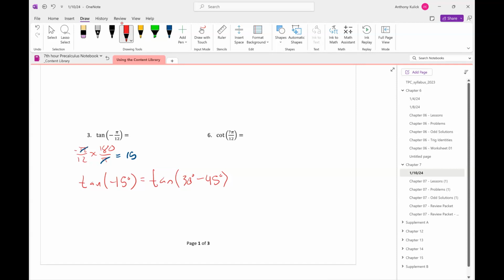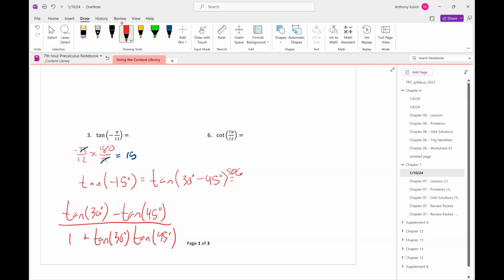All right, I'm going to go look at my sheet. I'm going to look for the sum and difference identity for tangent where I'm subtracting. That's SD6. So that's going to be tan of 30 minus tan of 45 over 1 plus tan of 30 times tan of 45. So far, so good. I'll go to my unit circle.